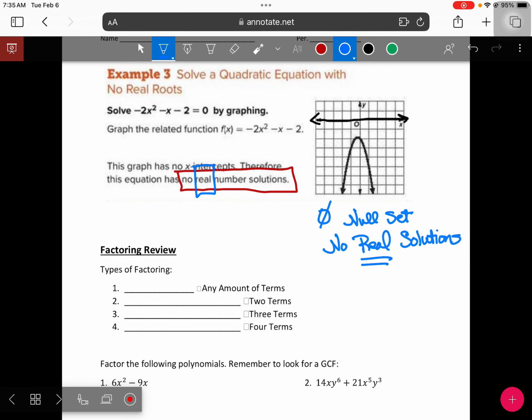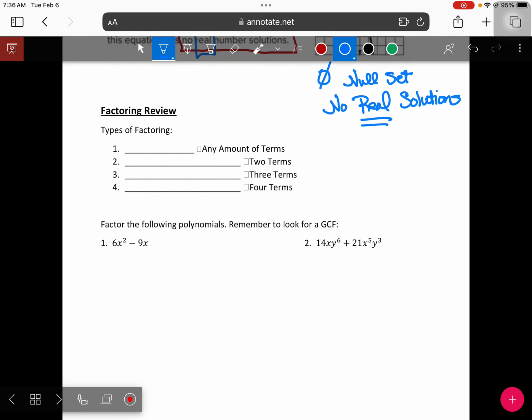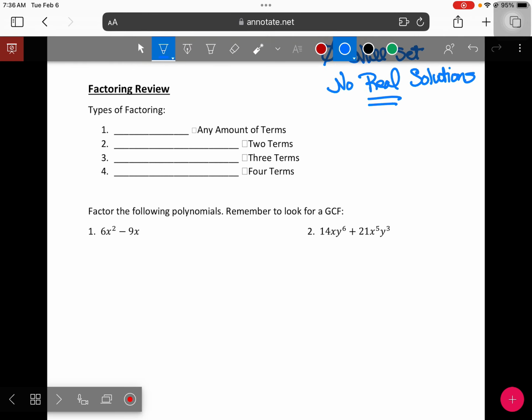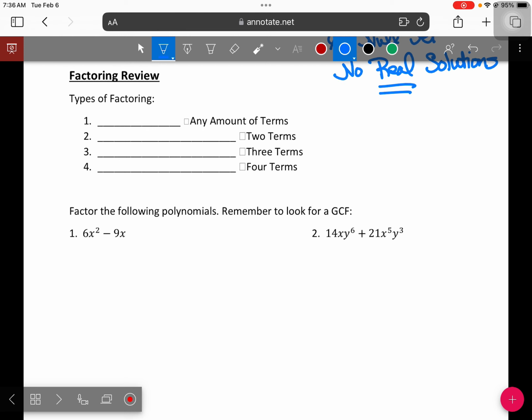Any questions about anything up to factoring review? Okay. All right, let's start going through this factoring review. This is a review from what you did at the end of last semester and the beginning of this semester. Types of factoring. So number 1, if we have any amount of terms, what should I look for and do first? Look for a GCF, greatest common factor. These are the steps.